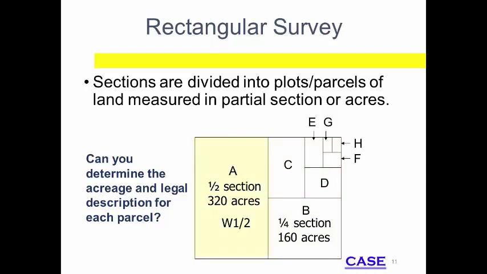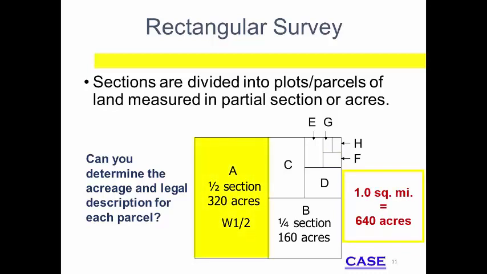For example, Tract A is the west half of the section. Tract C, on the other hand, would be the west half of the northeast quarter of the section. Tract F, a very small parcel, would be described as the southeast quarter of the northeast quarter of the northeast quarter of the section. Because every section is a square mile, or 640 acres, acreage is easily calculated.